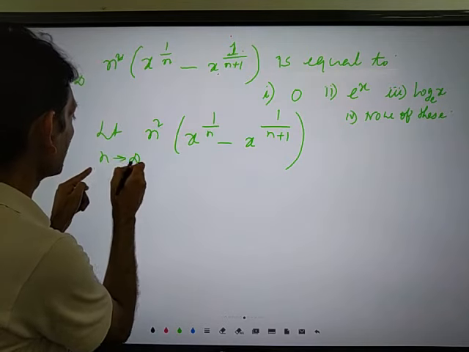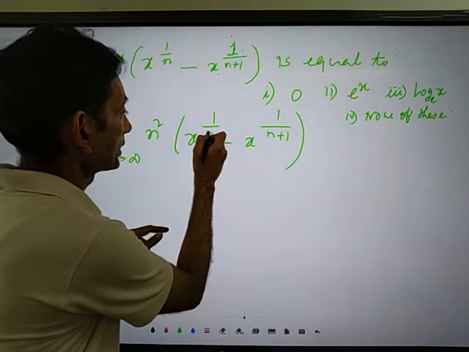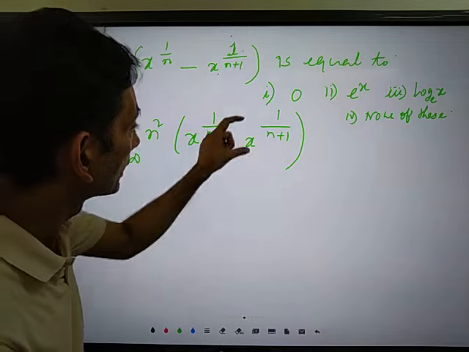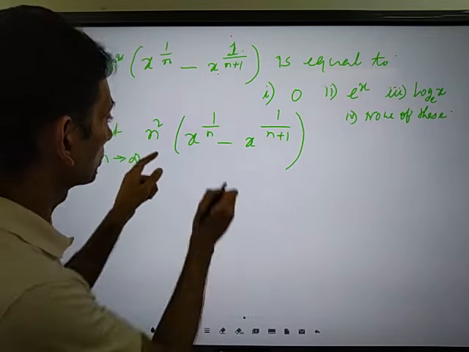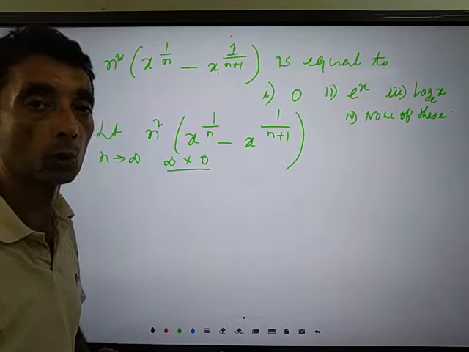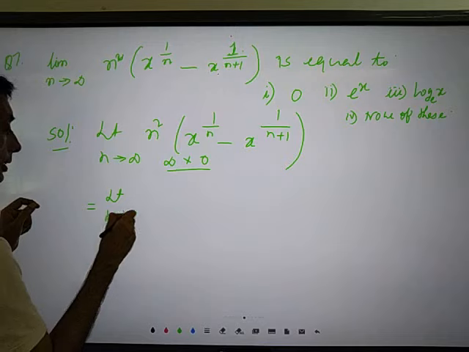If you substitute n equal to infinity, n squared is infinity, and 1 by infinity is 0, so x to the power 0 is equal to 1. Similarly, this is also 1. So 1 minus 1 is 0. So this is an infinity into 0 form. Now what to do? We can proceed with this question in this way.